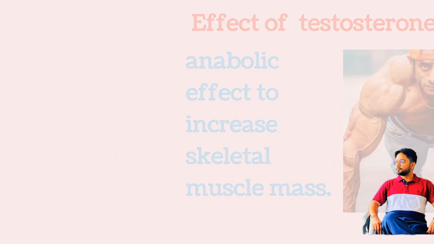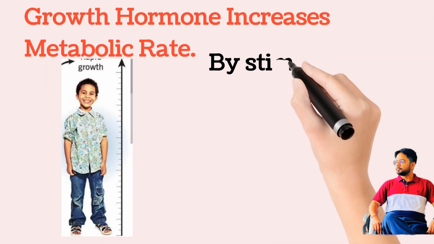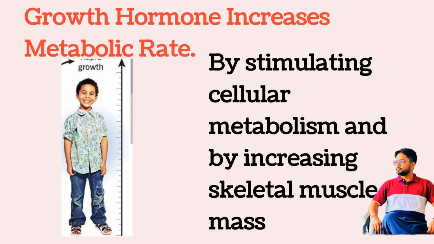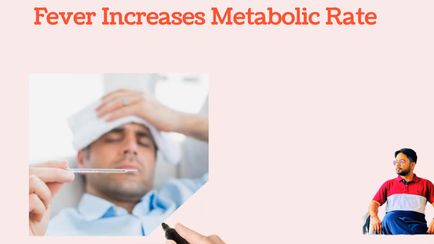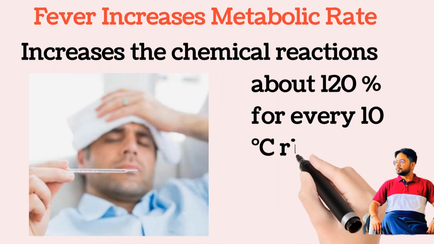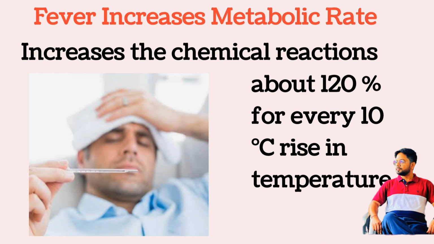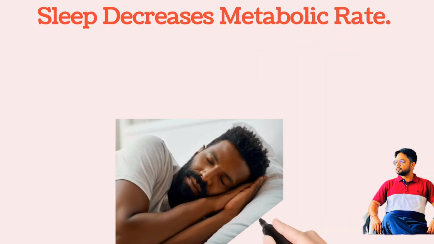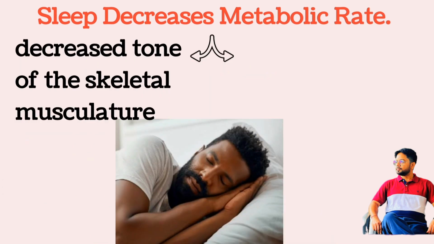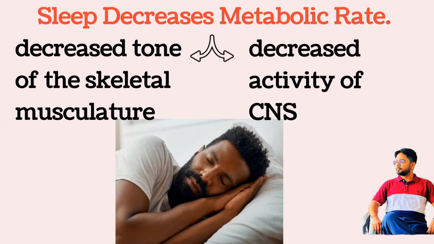Growth hormone can increase the metabolic rate by stimulating cellular metabolism and by increasing skeletal muscle mass. Fever, regardless of cause, increases the chemical reactions of the body by an average of about 120% for every 10 degrees centigrade rise in temperature. The metabolic rate decreases 10 to 15% below normal during sleep. This is due to decreased tone of the skeletal musculature during sleep and decreased activity of the central nervous system.